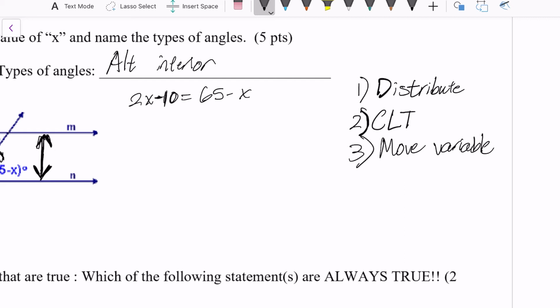So in order to get rid of this negative x, we add x to both sides. 2x plus x gets me 3x. Bring down this minus 10 because I didn't do anything with it. And I'm left with 65 on the other side.